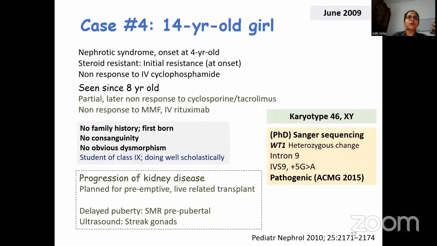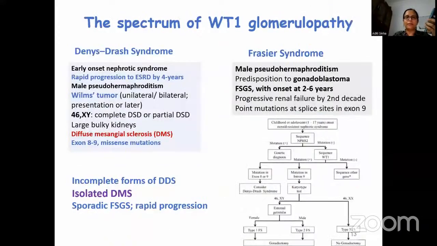At that time, Sonika Sharma was a PhD student with Dr. Madhulika, and this is a story 12 years old. At that time, she was performing her thesis on genetics of nephrotic syndrome using a technique of RFLP followed by Sanger sequencing of NPHS1, NPHS2, and WT1. And she found and confirmed for us that this child has a WT1 change, which is a pathogenic change in the splice site area of exon 8 and intron 9.